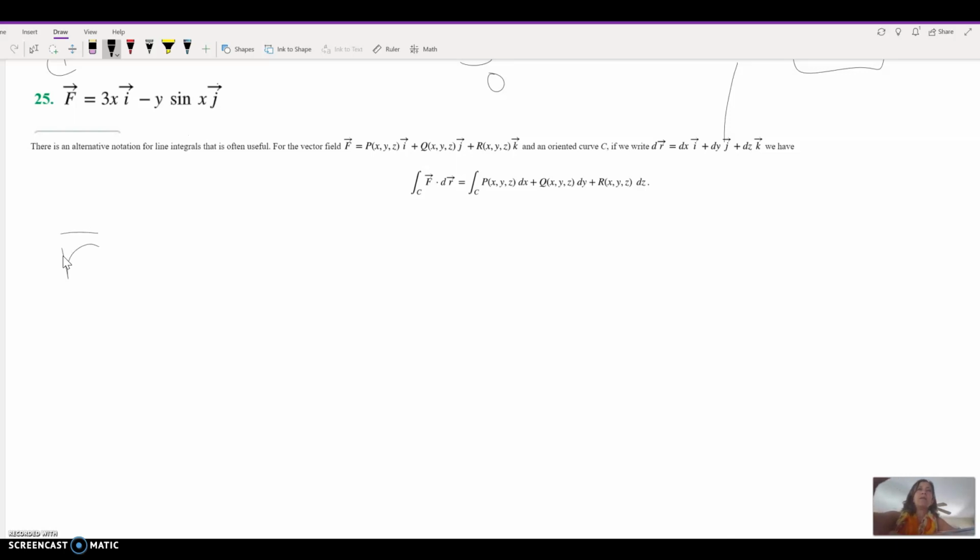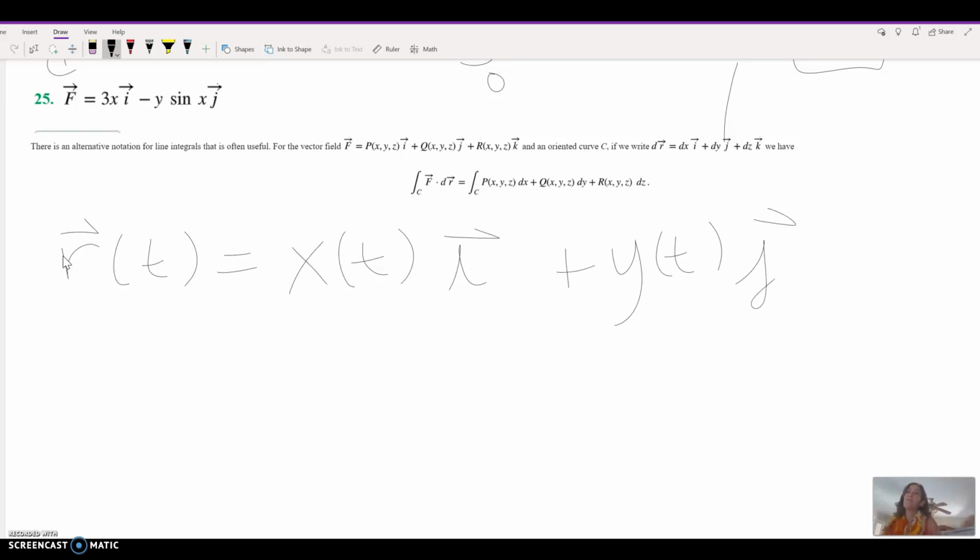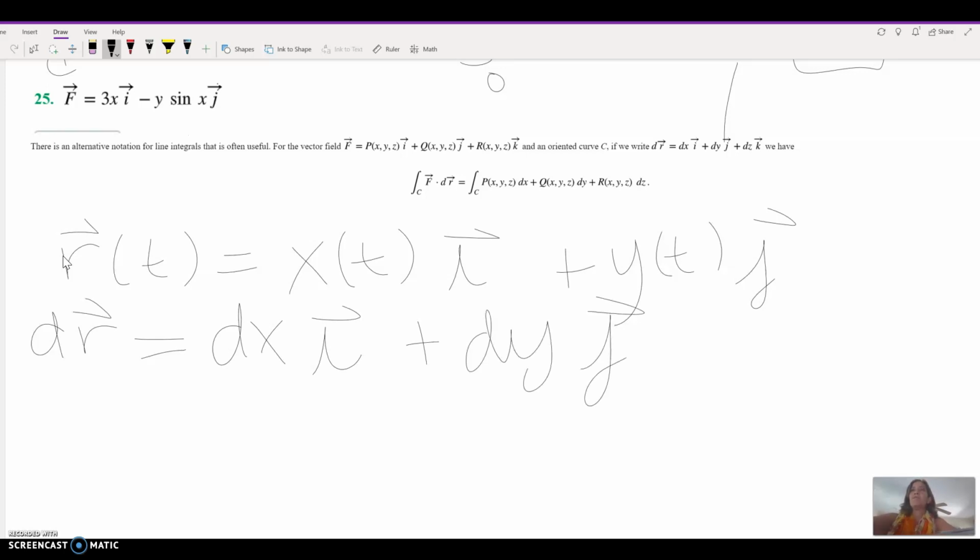Well, if I were to write this out, my path would be given by some parameterization x of t i plus y of t j, right? That's how we always write our path. That's my position vector. I have not given the path, so I don't know exactly what the functions are for x and y. But the idea here is instead of taking r prime with respect to t, I can rewrite dr as the derivative of x is now my i component, and dy would be my j component, right?